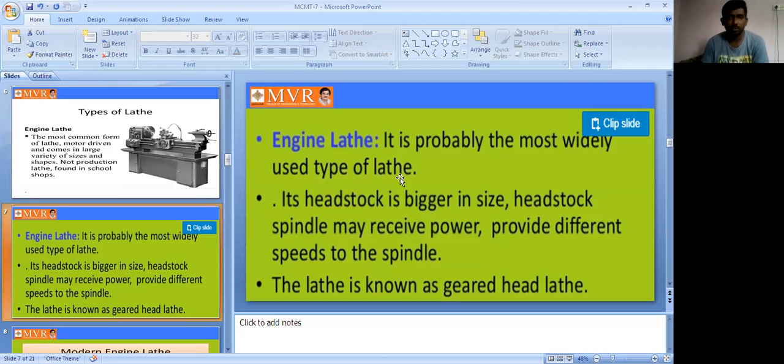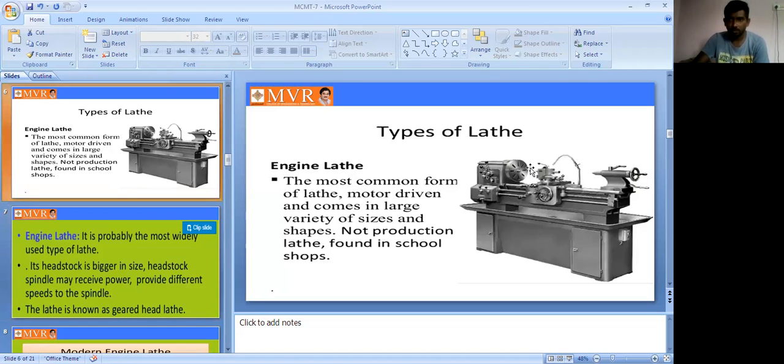The headstock is bigger in size. The headstock spindle may receive the power and provide different speeds to the spindle. So see here, this is the headstock, and the headstock is bigger in size. It receives the power and gives different speeds to the spindle. That is the point here.